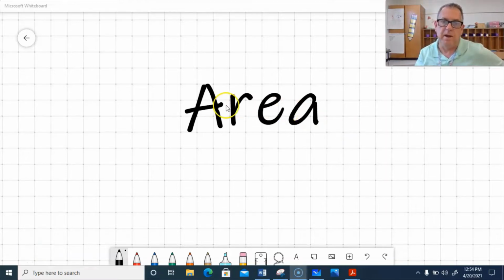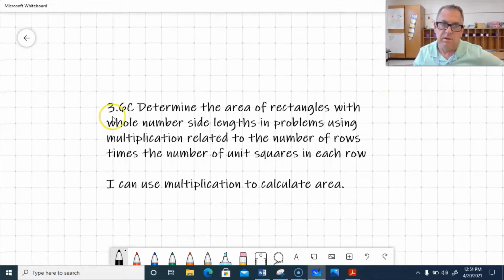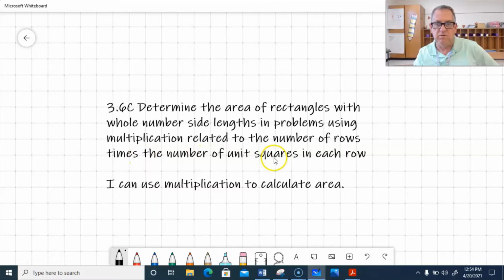Today we're going to be talking about area, and the specific skill we're going to talk about is 3.6C, and that's determine the area of rectangles with whole number side lengths and problems using multiplication related to the number of rows times the number of unit squares in each row. Basically the I can statement is I can use multiplication to calculate area, and that's how we calculate area.